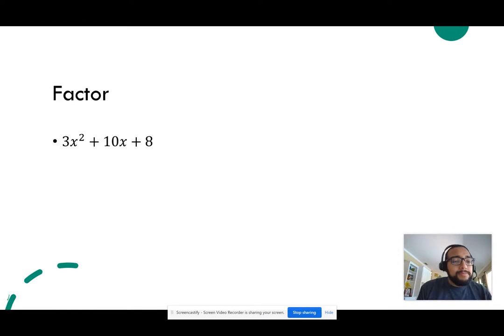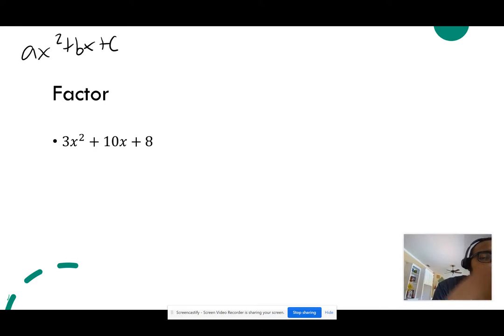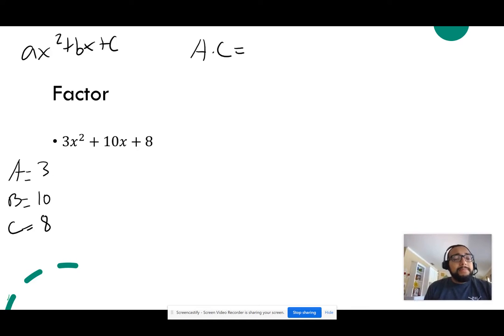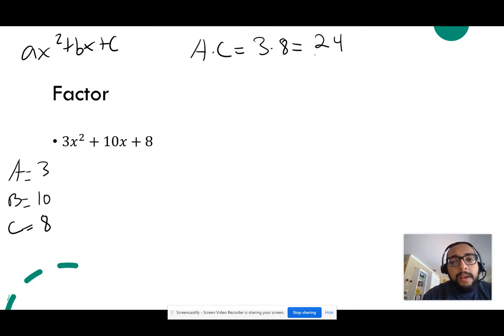That's all it is. So here, again, ax squared plus bx plus c. Let me go ahead and do my first part, which is a times c. You don't have to write this part down. You can if you want to. But a is 3, b is 10, and c is 8. So a times c is going to be 3 times 8, which is 24.